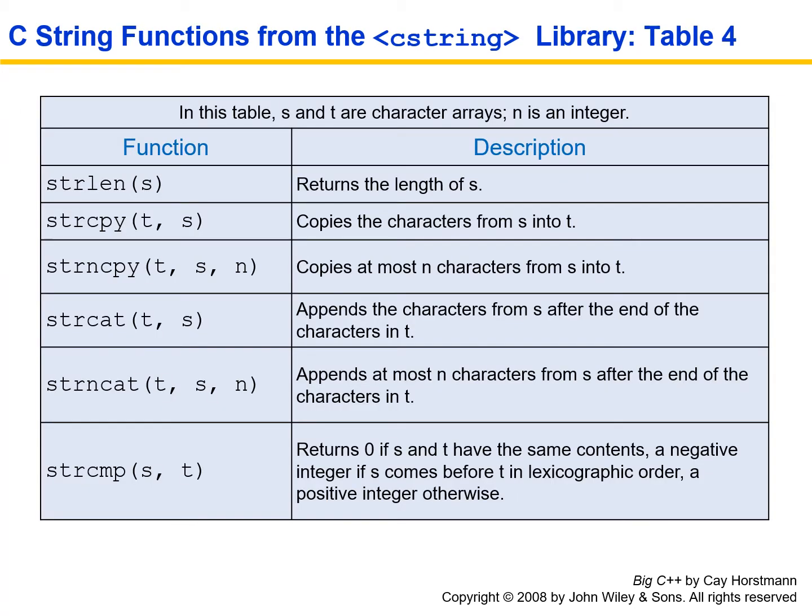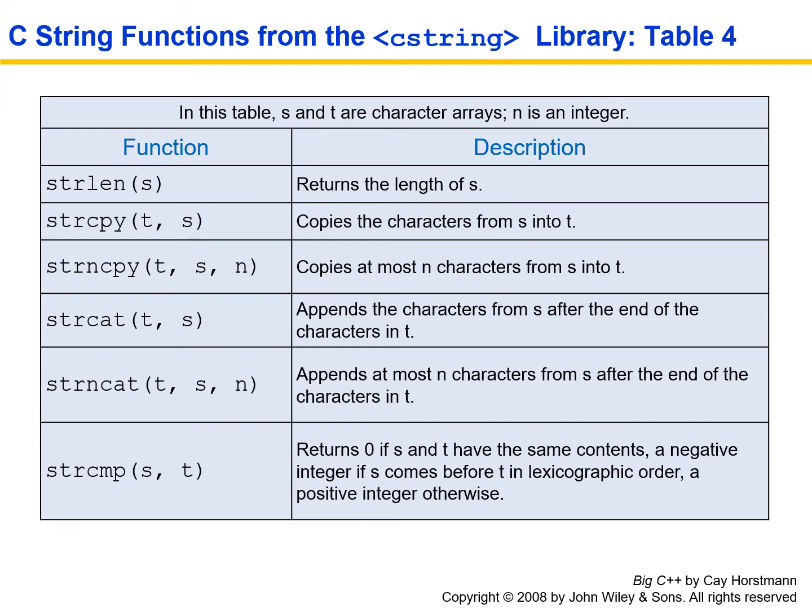In conclusion, here are some of the useful C string functions from the cstring library. strlen returns the length of a string. strcpy copies the characters from string S into string T. strncpy is a safer version that allows you to make sure that you don't overwrite the bounds of string T. If T is, say, length 10, you would put N as 9 so that you still have room for the null terminator.